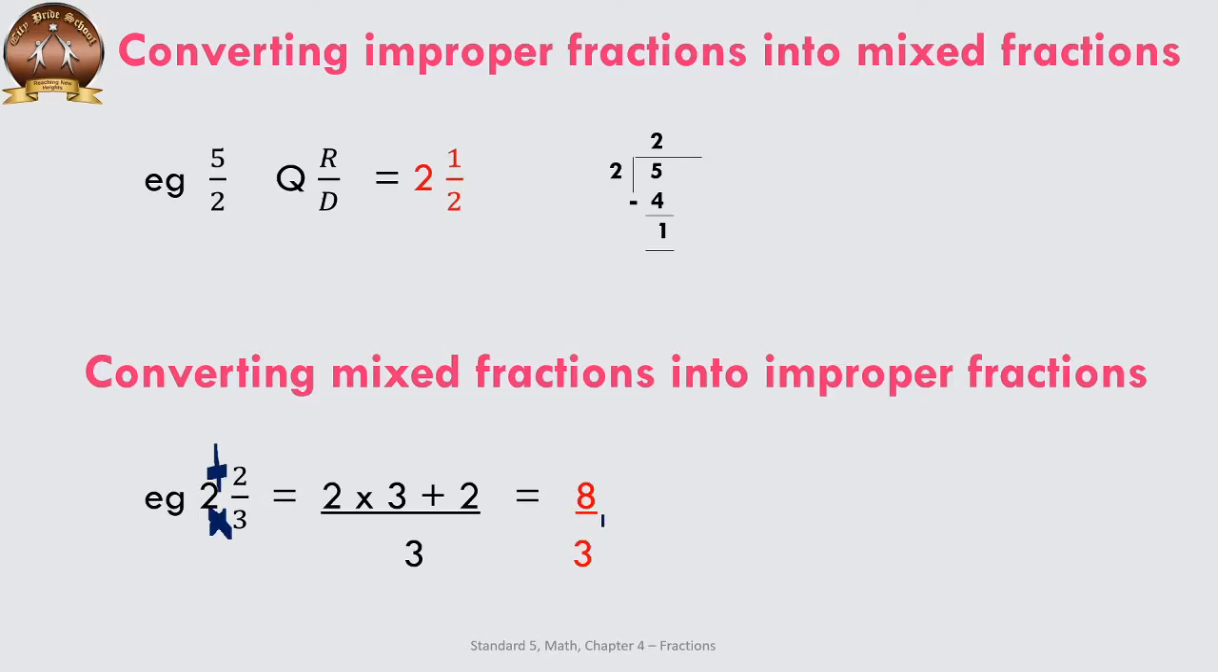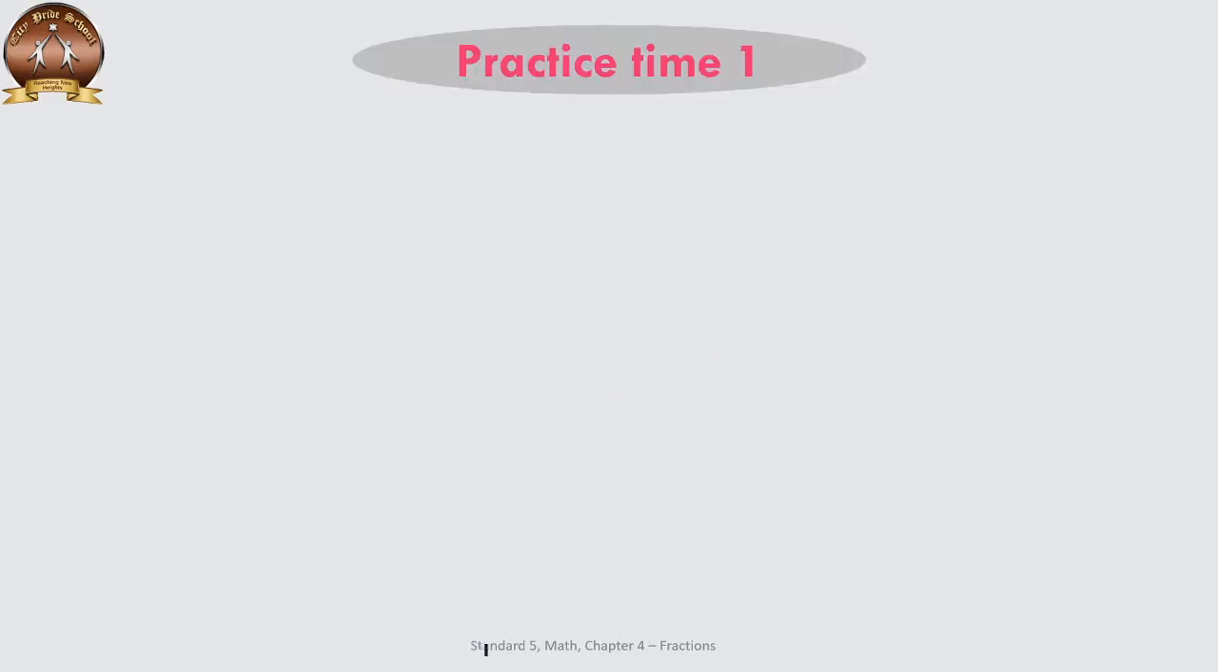So basically we multiply the whole number with the denominator of the proper fraction and then we add the numerator to it, and the whole is divided by the denominator of the proper fraction that we had in the mixed fraction. Once the calculations are done, we get the improper fraction, that is the result.